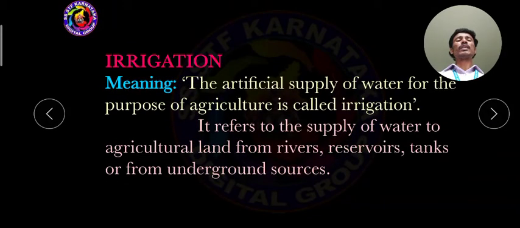Irrigation means the artificial supply of water for the purpose of agriculture. Artificial, made by human skill, that water is supplied to agriculture. It refers to the supply of water to agricultural land from rivers, reservoirs, tanks, or underground sources. Underground sources means wells and springs, tanks means ponds, then lakes and rivers. These are all the main sources of irrigation.